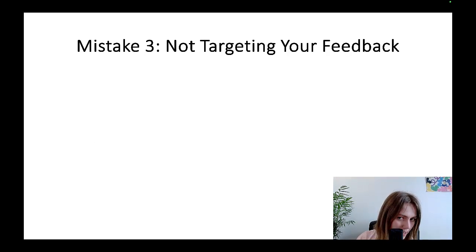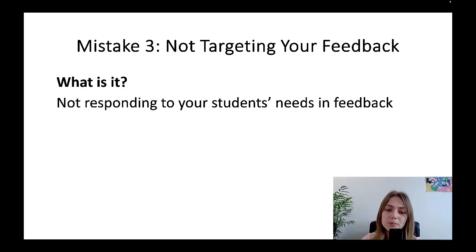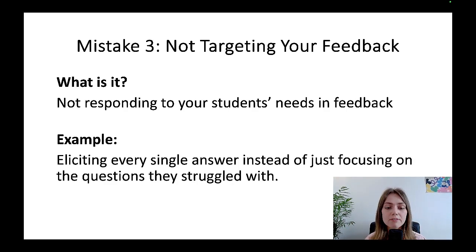And mistake number 3 is not targeting your feedback. So that's when you're not responding to students' needs in feedback. So instead of noticing what they need and focusing on that in feedback, you just give feedback on everything. And what often happens is that teachers do notice where the students struggle, but in feedback there is no evidence of that. They're still not dealing with those things. They're dealing with everything. An example of that would be eliciting every single answer instead of just focusing on the questions they struggled with.